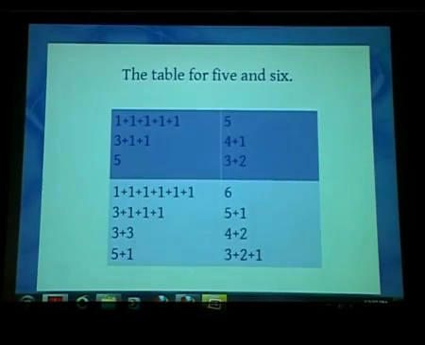The table for 5 and 6 is like this. When we have 5 animals, what are the ways of doing this?